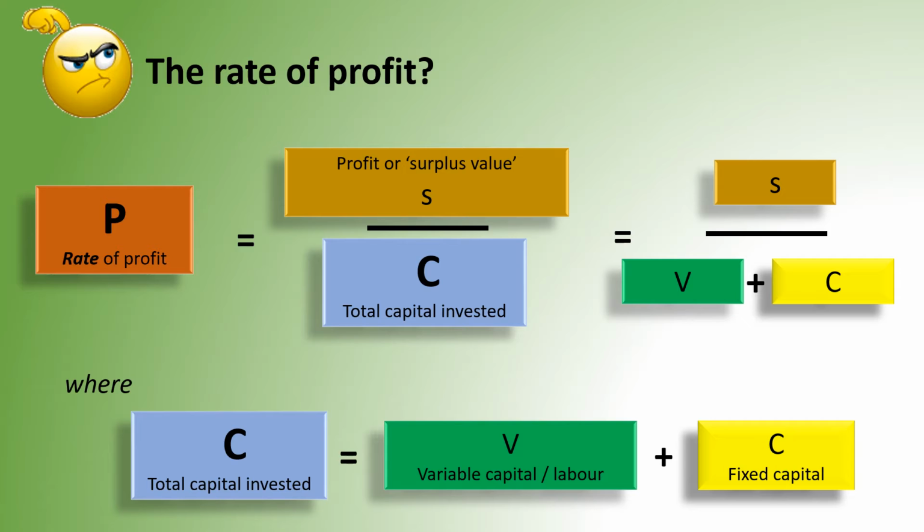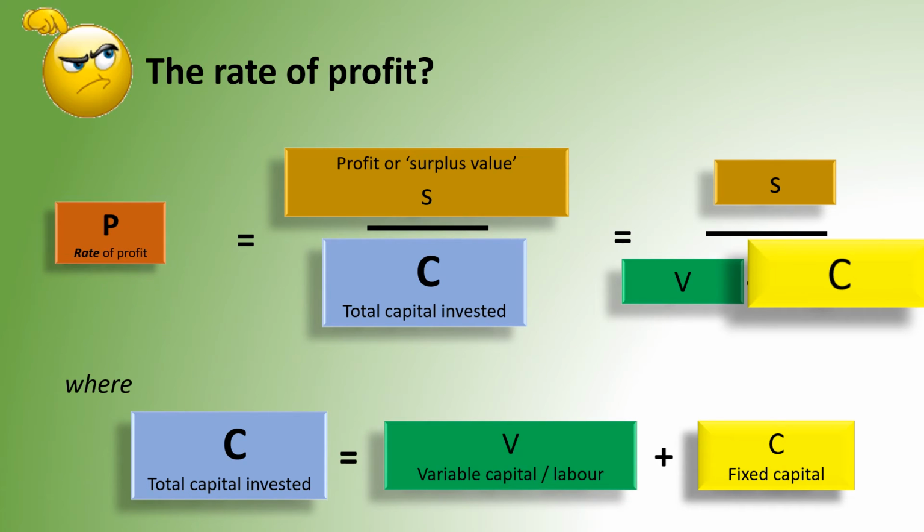And as you can probably or hopefully see here, if the proportion of investment in technology, that's fixed capital, increases, but the amount on labour and the surplus value remains the same, the rate of profit must decline. If you don't get it yet, don't worry, we'll have another try in a little while.